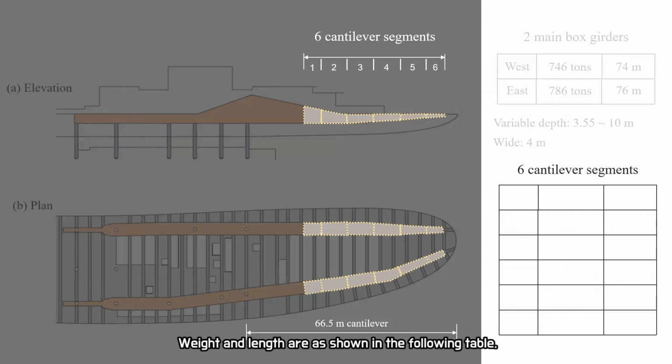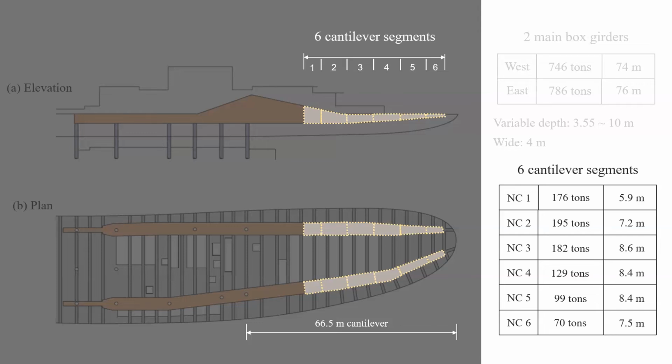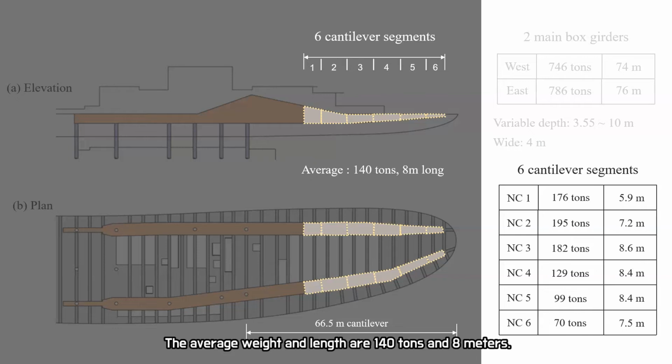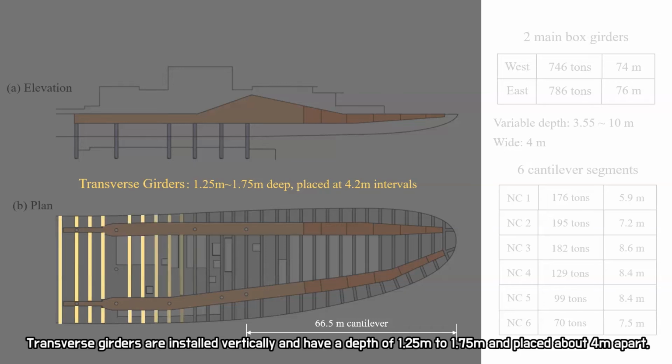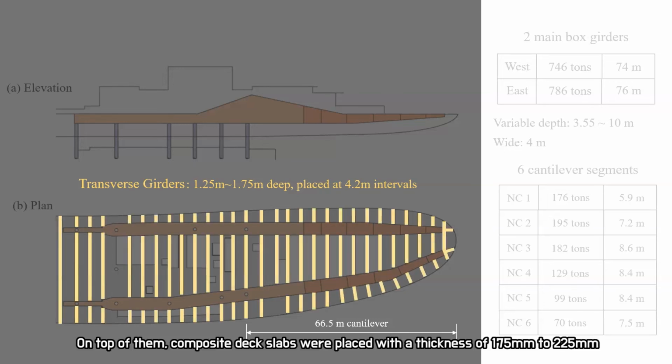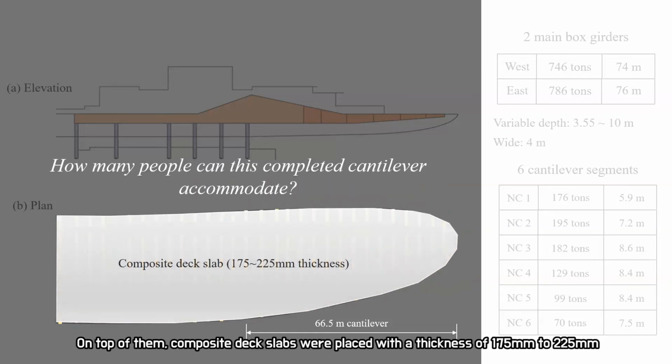Weight and lengths are as shown in the following table. The average weight and length are 140 tons and 8 meters long. Transverse girders are installed vertically and have a depth of 1.25 meters to 1.75 meters, placed about 4 meters apart. On top of them, composite deck slabs were placed with a thickness of 175 mm to 225 mm.